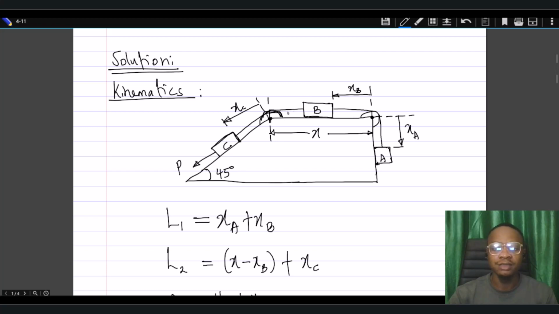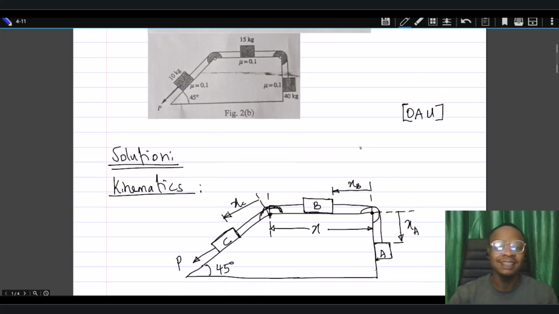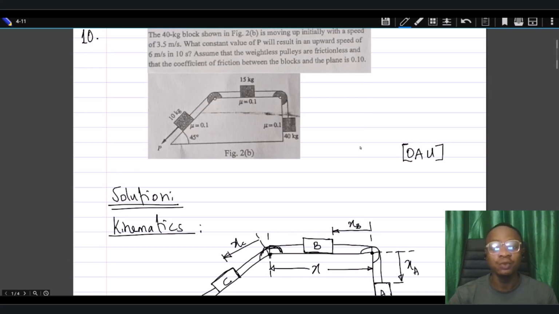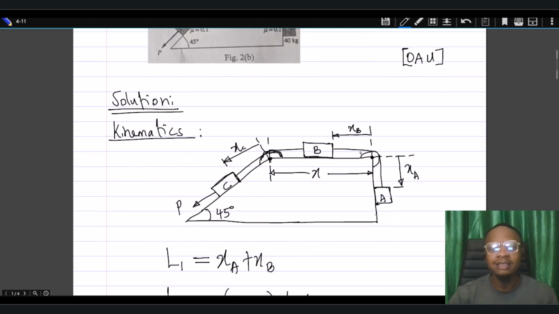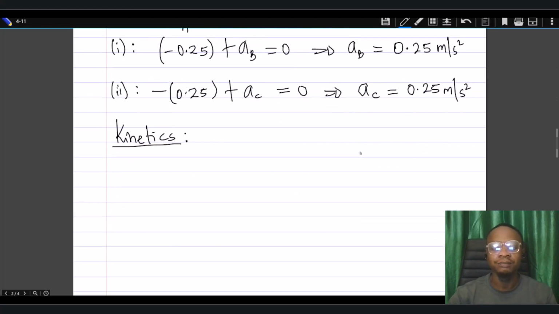The tension here is T2 and the tension here is T2 as well because there is no friction in the pulley. Of course, if that was not stated clearly in the problem statement, we will adopt that as an assumption and also state that in our solution. Okay, so let's go right into this now.